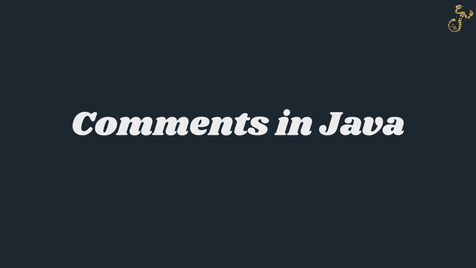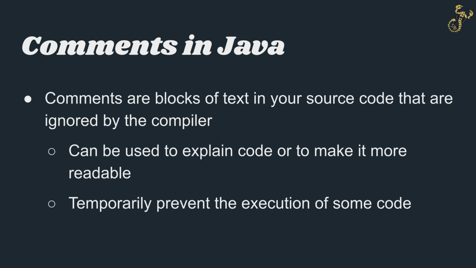This is going to be a short video about comments in Java. Alright, so first, let's see what comments are. Comments are blocks of text in your source code that are ignored by the compiler. They are ignored because they are marked in a certain way, so that the compiler knows it has to ignore them. Okay, but why do we need them? The main usage of comments is to explain the code or to make it more readable. Also, they can be used to temporarily prevent the execution of some code.